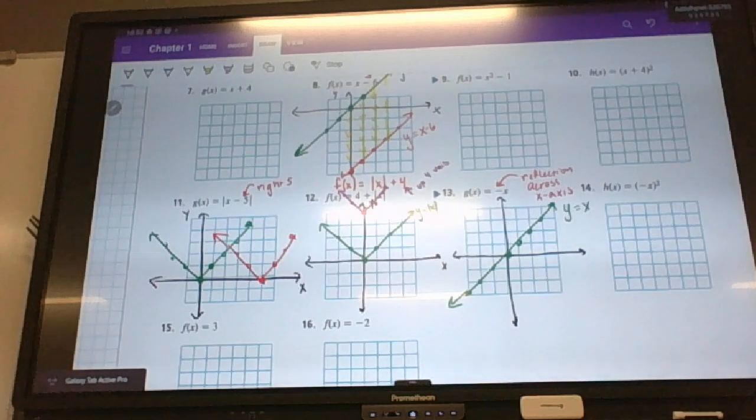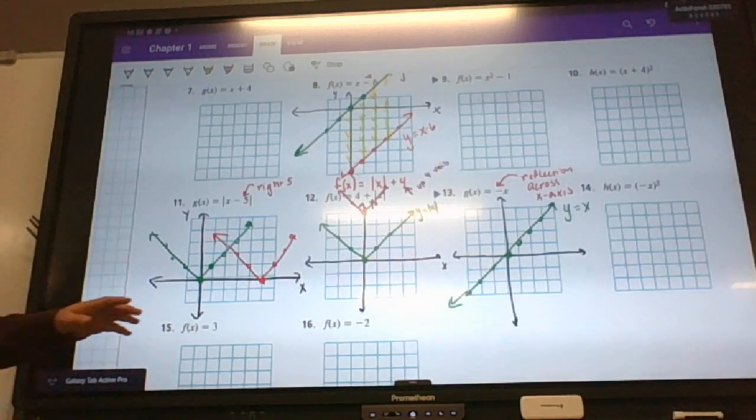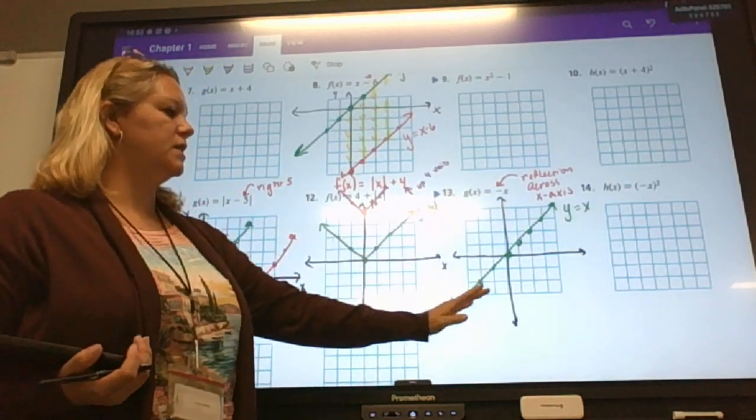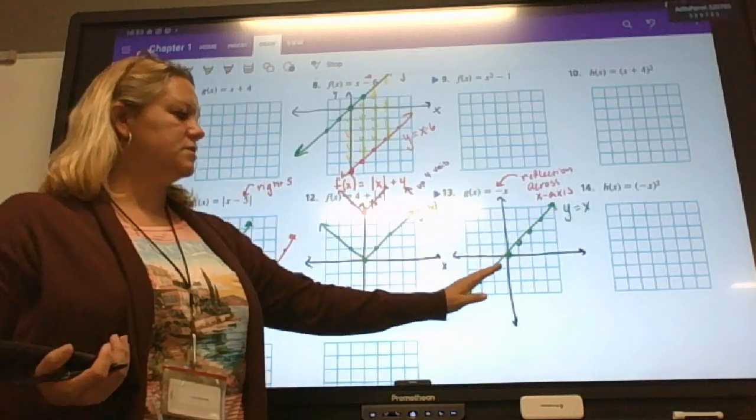Reflection is pretty tough for a line here. On 13 is a linear. This is a linear function family. Negative sign in front is negative. Reflected. So here's the parent.